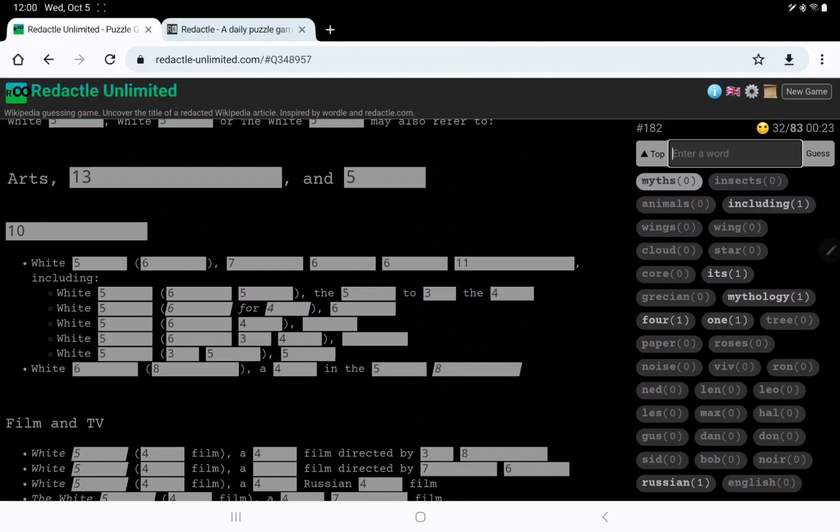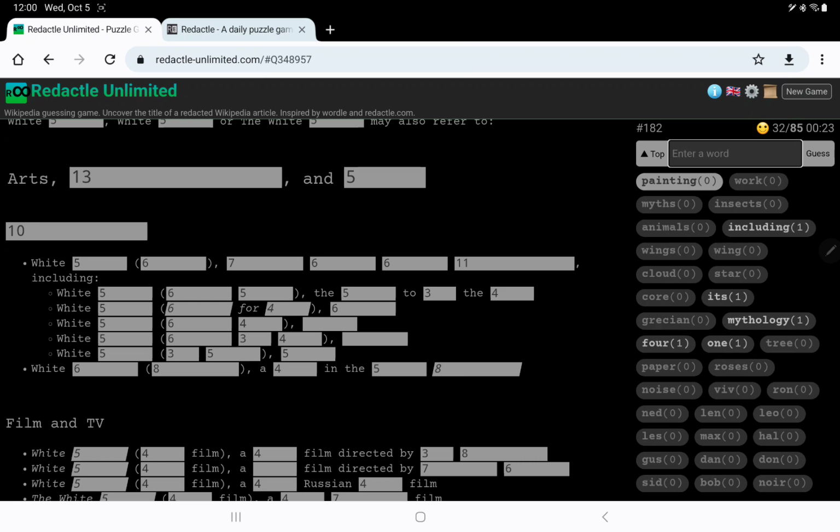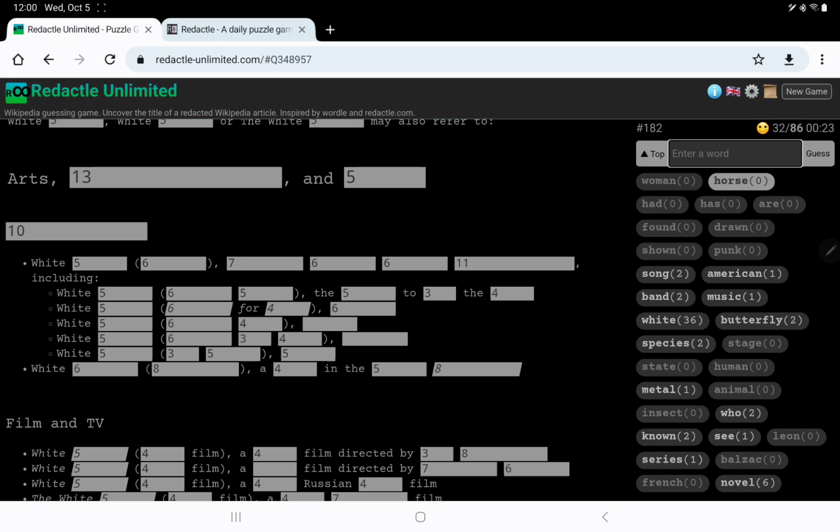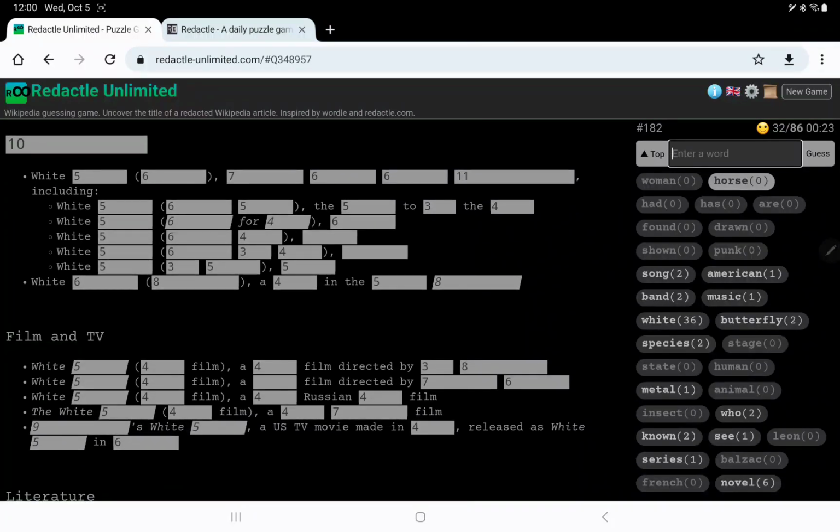I think it must be painting. No. Let's try work. Let's try painting. Paintings. White horse. Did I try horse? Yes, I did. White. Oh, this is one I may just want to take a break and ruminate on.